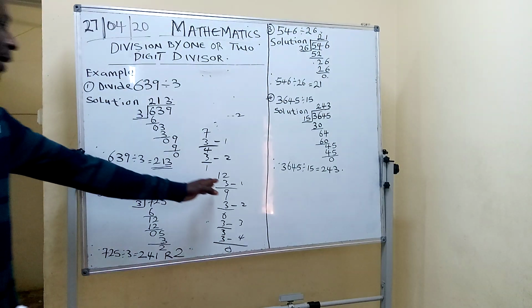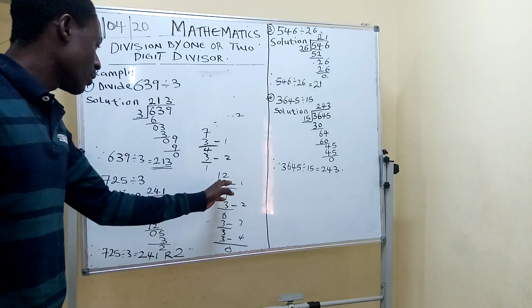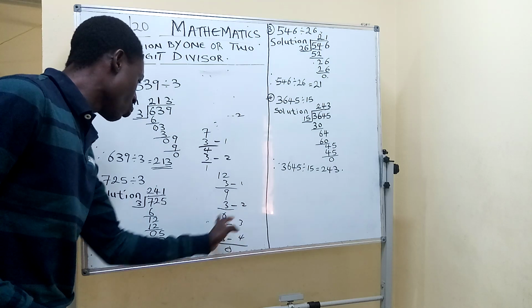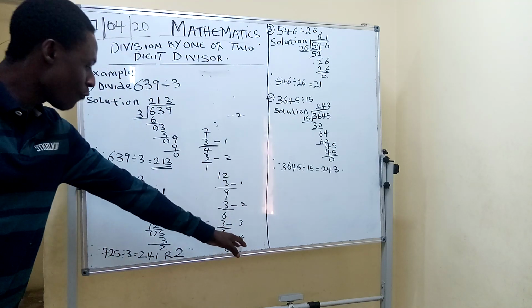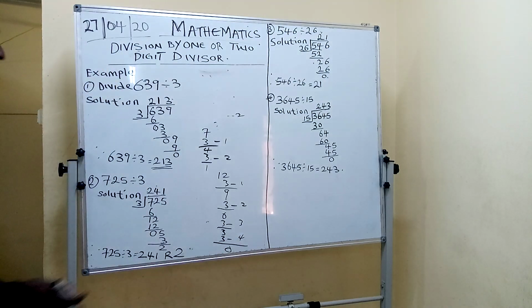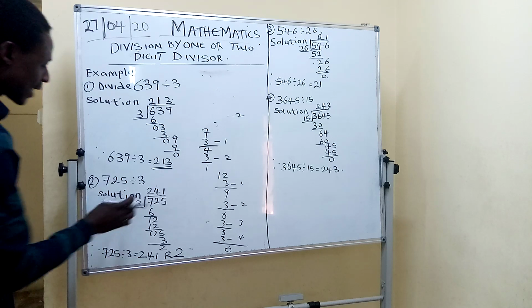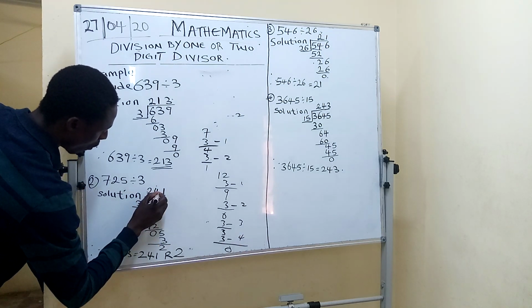Now as you can see it, let's count. How many 3 can we find in 12 now? This is 1, 2, 3, 4. In 12, we have 3 four times inside 12. Now, at top of 2 here, you will write your answer here 4.